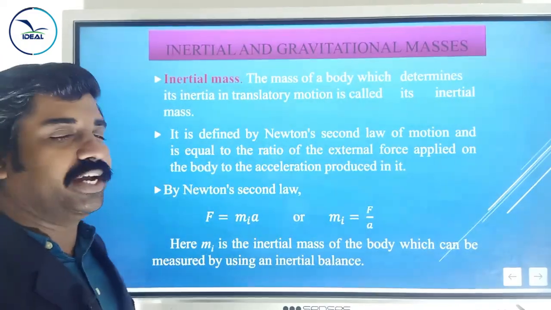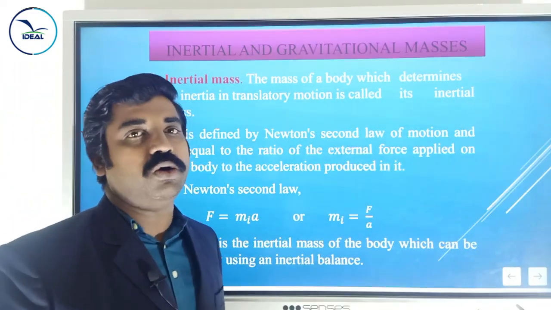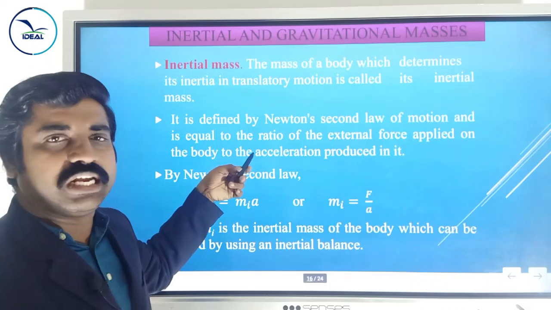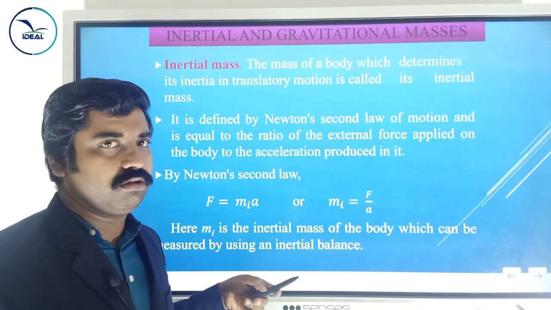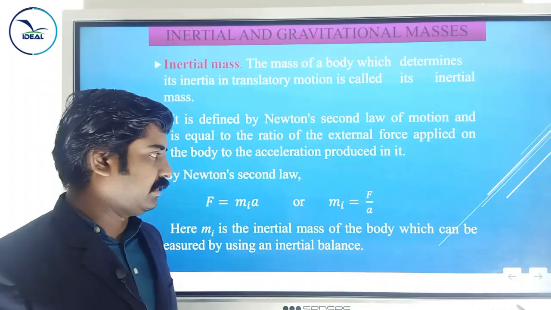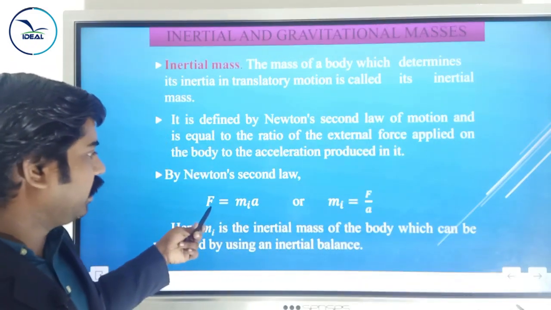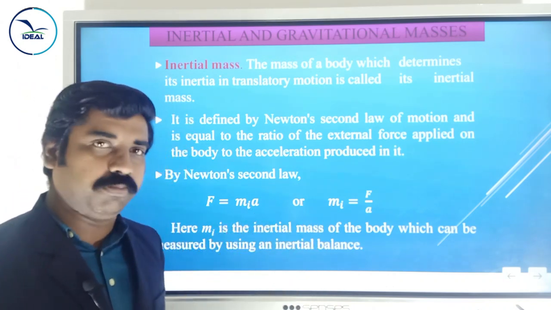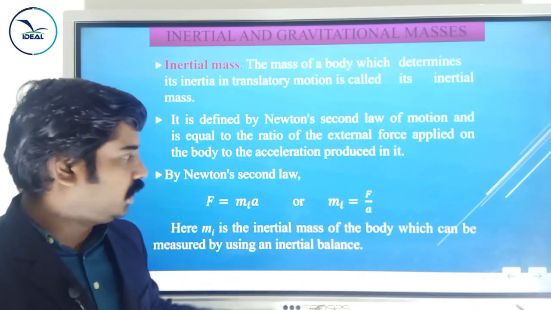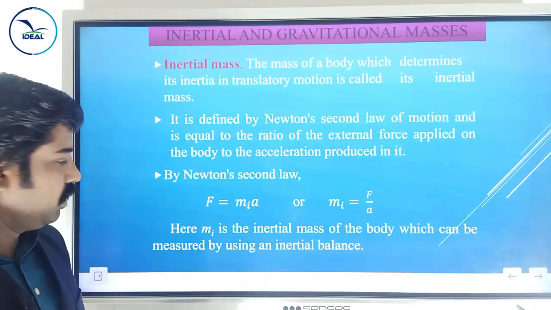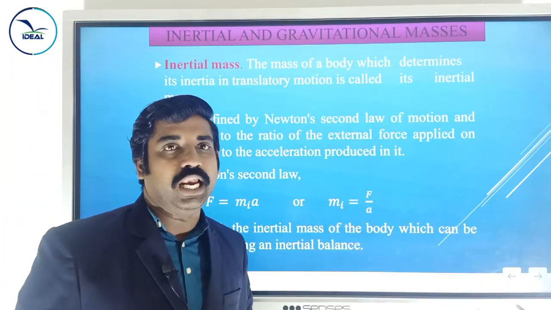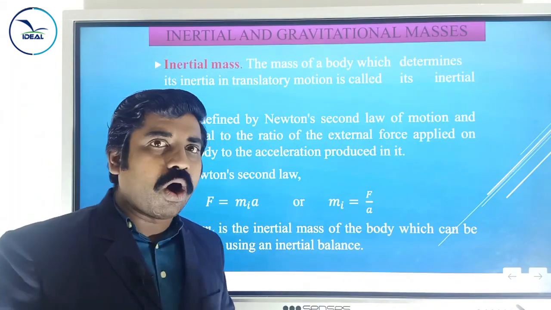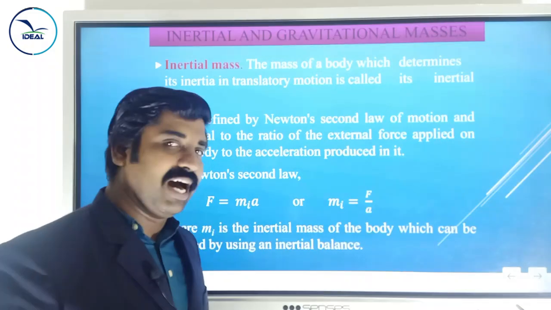So, how are we finding this inertial mass? By using Newton's law, we can find it. From Newton's second law, we know that F is equal to ma, isn't it? Force is equal to mass into acceleration. By using that, we will get F is equal to m_i a, where m_i represents inertial mass. From that, we will get m_i equals F by a. This mass is called the inertial mass of a body, which can be measured by using an inertial balance. Like the common balance, we can measure the mass.